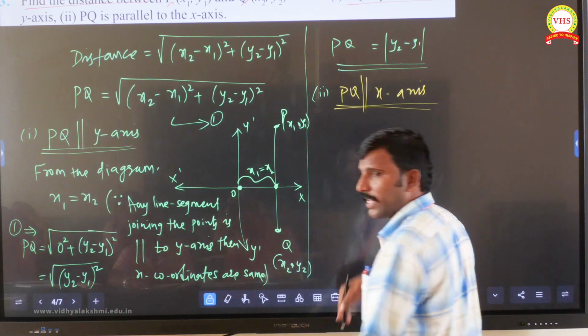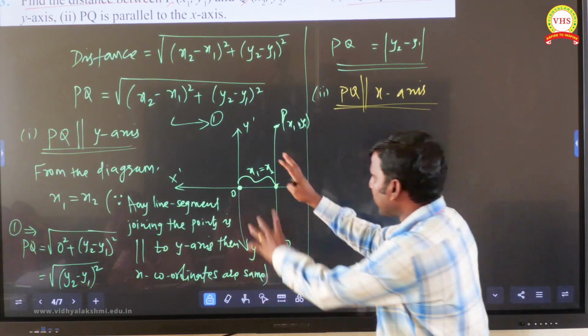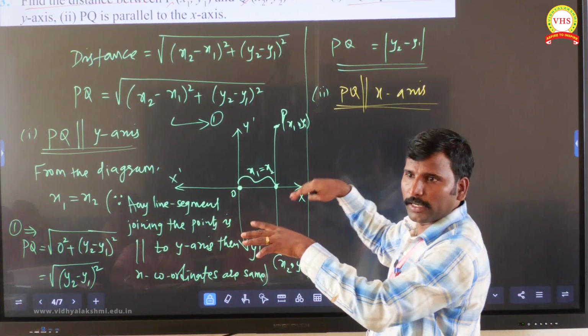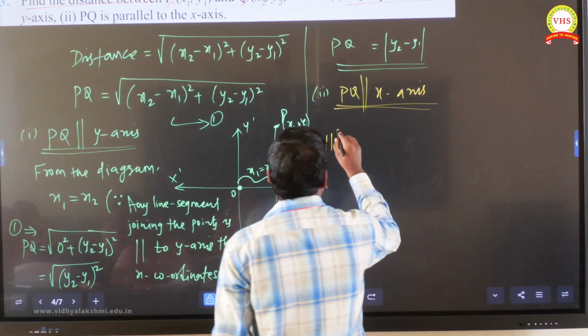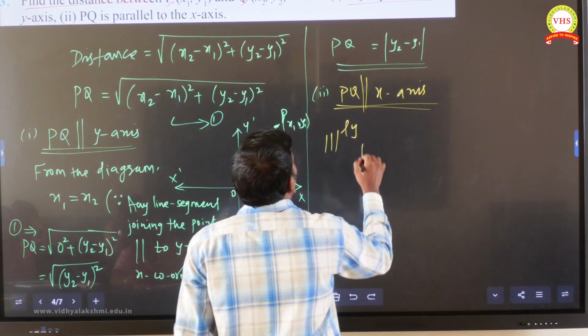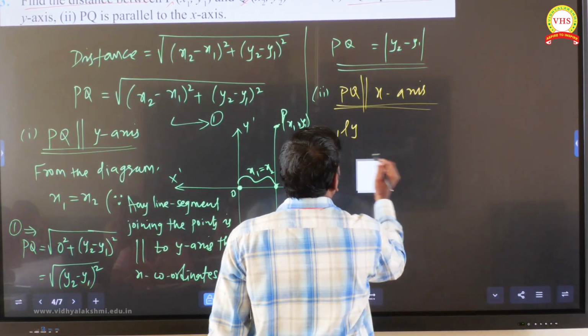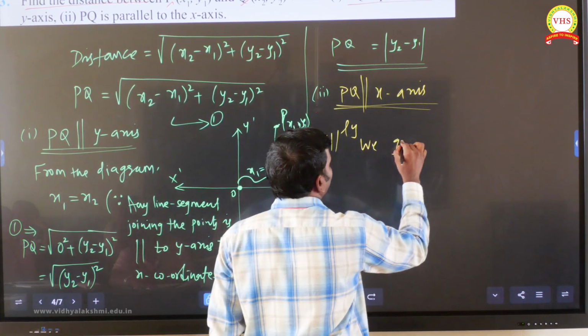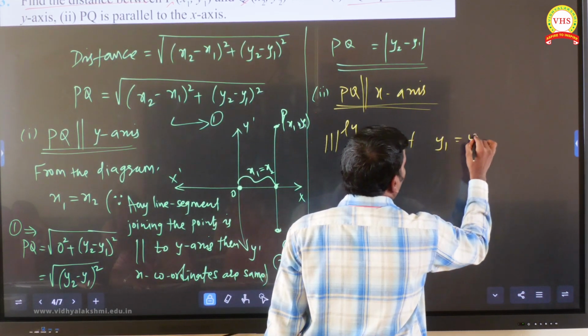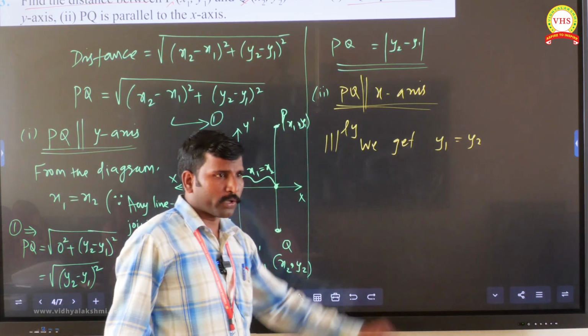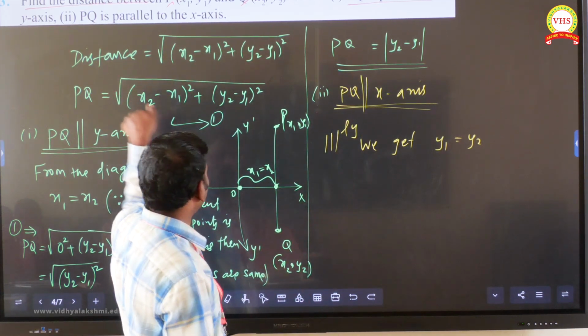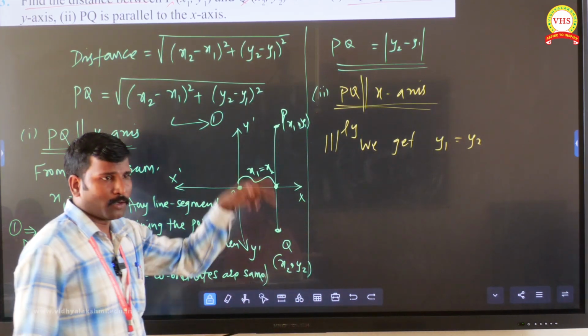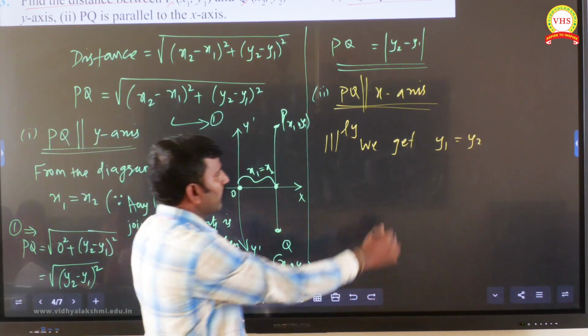Same thing. Can I write similarly? Because the same diagram we have to draw, parallelly we have to mention everything. So similarly, let me mention it. PQ equal to, similarly we get y1 equal to y2. When you draw parallel to x-axis, you will get y the same. Okay, right. That is what I'm doing.